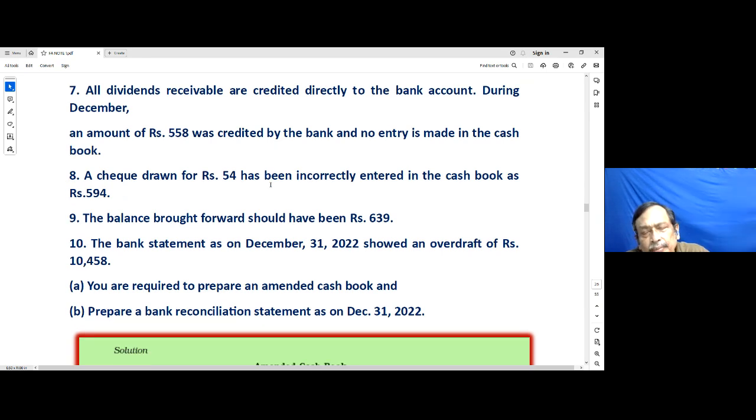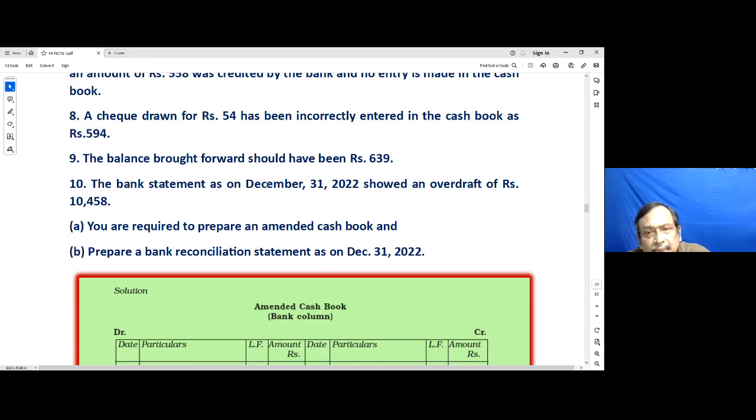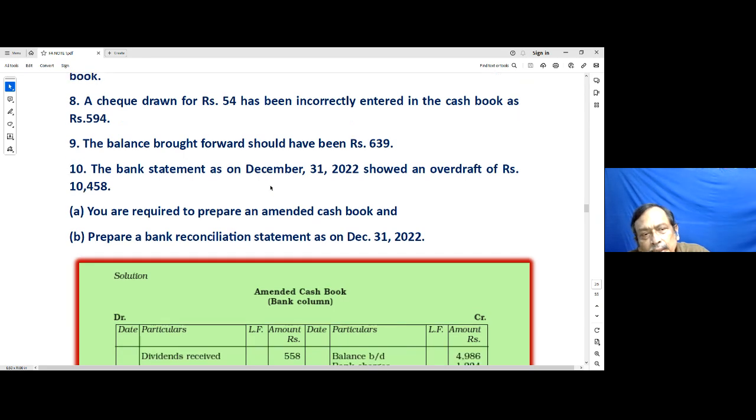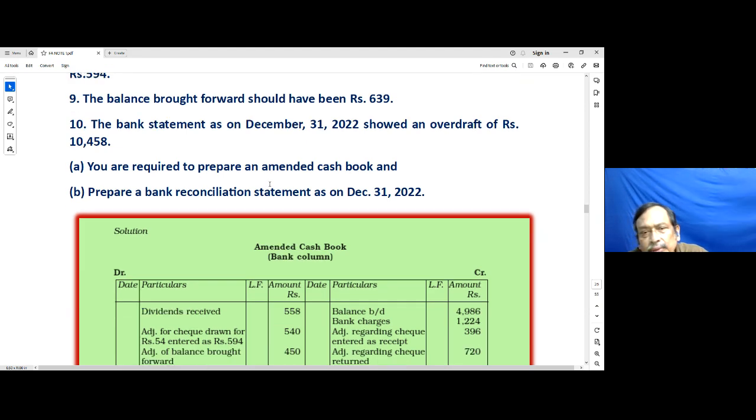A check drawn for rupees 54 has been incorrectly entered in the cash book as 594. So the cash book is to be adjusted. The balance brought forward should have been 639. The bank statement as on 31st December showed an overdraft of rupees 10458. Now the question is, you are required to prepare an amended cash book and prepare a bank reconciliation statement as on 31st December 2022.